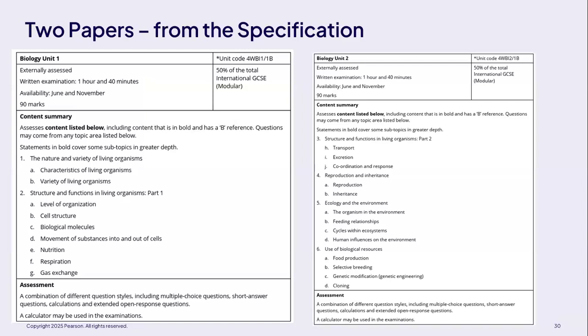So if we look, this from the specification gives you the content summary for each of the 2 papers. So Unit 1 is topics 1 and 2. Unit 2 is topics 3, 4, 5, and 6. Because topics 1 and 2 are much heavier, for want of a better way of putting it, and also underpin a lot of what comes next, particularly topic 2.